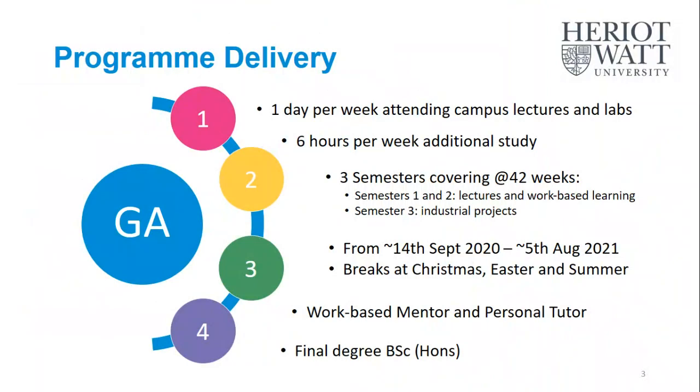We deliver the courses in 3 semesters, which is more or less 42 weeks. Practically all the lectures and labs and the days that they need to attend, where they need to stay on campus, happen in semester 1 and semester 2, which is more or less between September and April. Semester 3, which normally starts at the end of May and ends at the end of July, normally is to do the industrial projects.